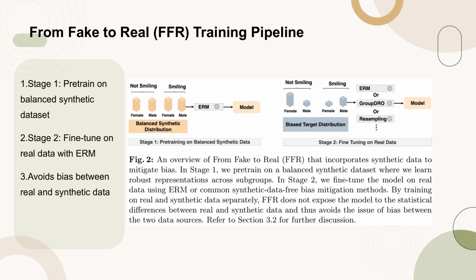By separating the training on real and synthetic data into distinct stages, FFR effectively prevents the model from being exposed to the statistical differences between these two data sources. This approach helps to avoid the issue of bias that typically arises when models are trained on mixed real and synthetic data. For a more detailed discussion, refer to section 3.2 of the paper.